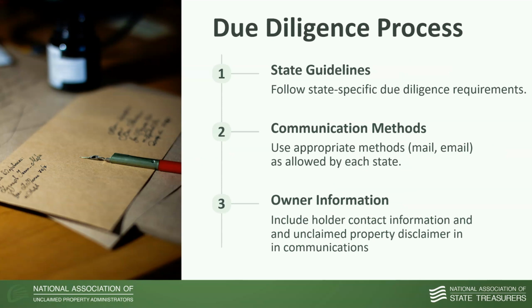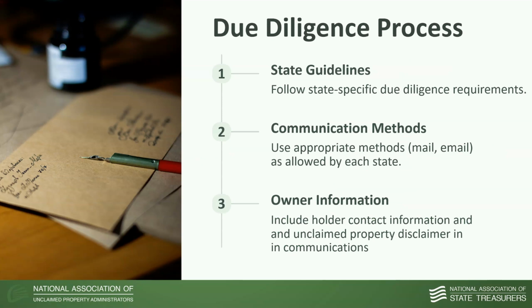Statutes and due diligence guidelines pertaining to efforts required from the holder to find the rightful owner of the property before remitting to the state vary. The holder should follow the corresponding guidelines for the states where the property will be reported. Some states may require that only mail be sent out as part of due diligence efforts, and others may accept other efforts such as emails and other acceptable means.